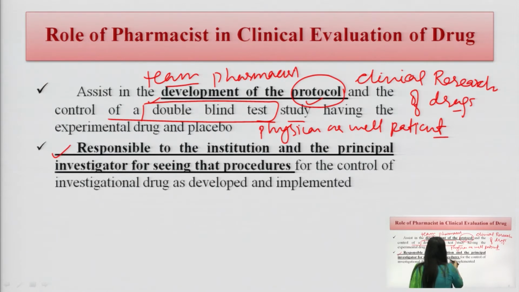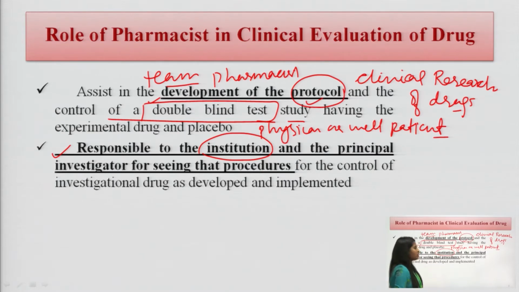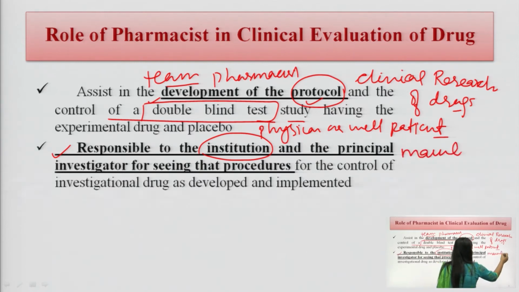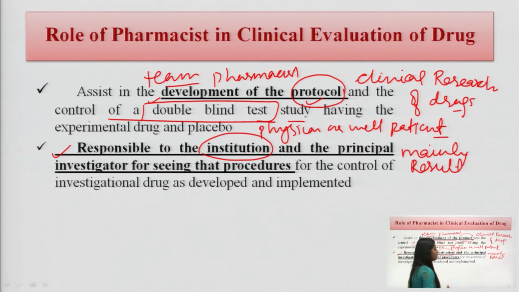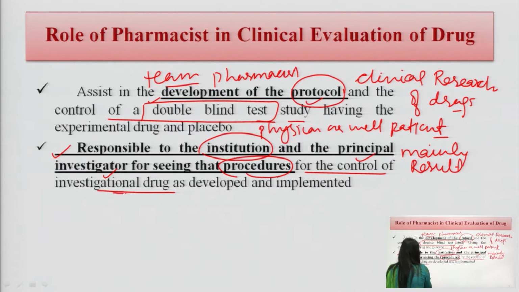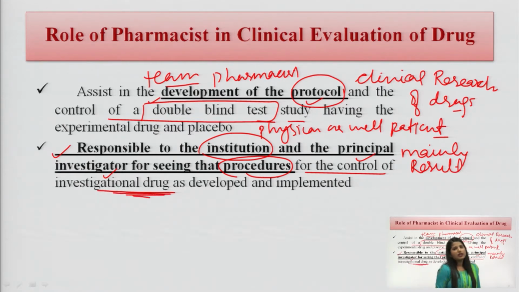Point number 2, they are also responsible to the institution, meaning where the clinical research is performed, and to the principal investigator for seeing that procedures. What do we mean by the principal investigator? It is the one who is mainly responsible for the results of the study, who is mainly participating in the study, who is doing the trial, who is doing the experiment. So pharmacists are also responsible to the institution as well as the principal investigators for seeing the procedures performed in the clinical trials for the investigational use of drugs, for the control of the drugs which are being tested.